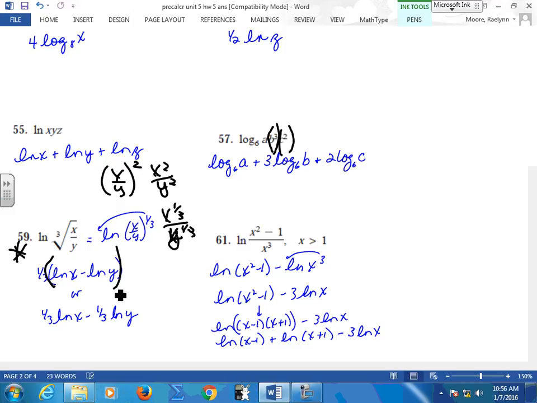This guy, this is just a qualifier. Your logs, your domain is greater than 0. But what happens if we put a 0 in here? This guy will be a 0, so it can't use it. But what happens if we put a 1 in here? Then your numerator will be 0, and we can't still take the log of a 0. They've just qualified. It has nothing to do with your working on this.